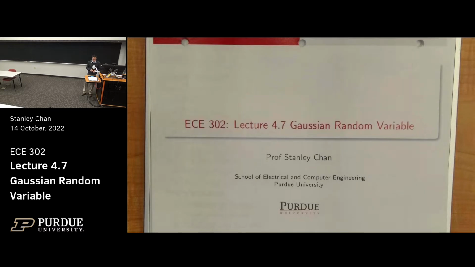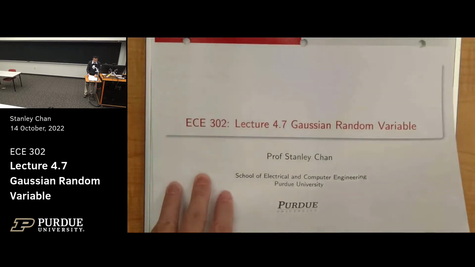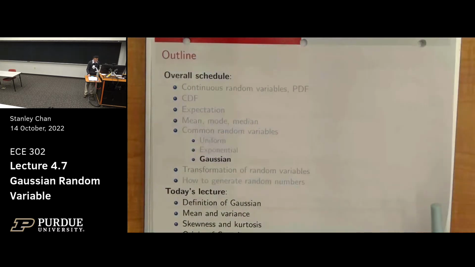So the lecture today is about Gaussian random variable, or some people call it the normal random variable. It is one of the continuous random variables that we're going to spend a lot of time on in this course. It is also one of the most useful random variables that you can see in the literature. So what is Gaussian random variable?